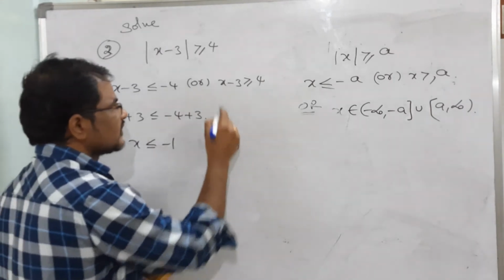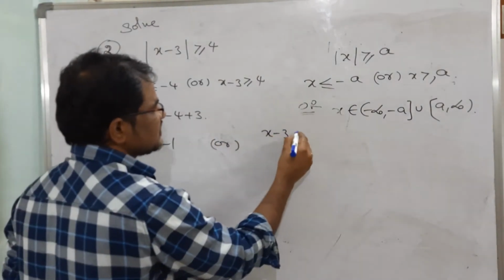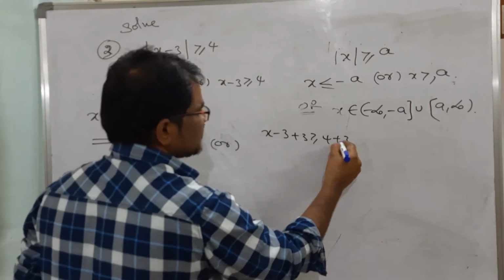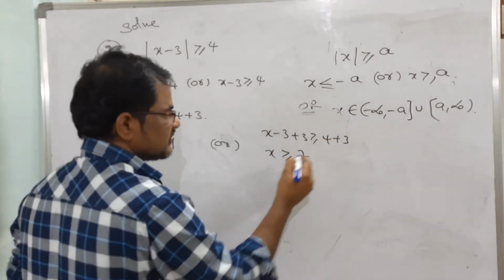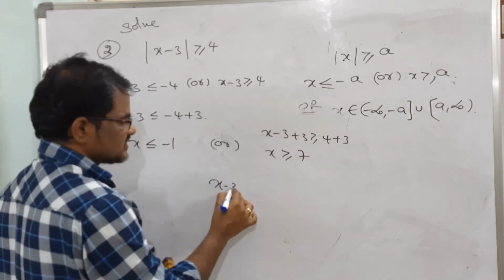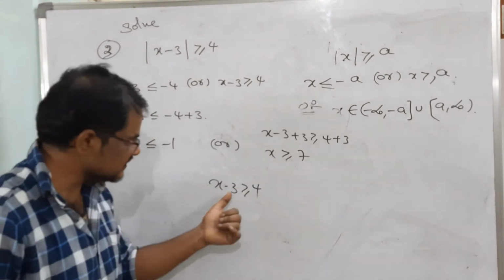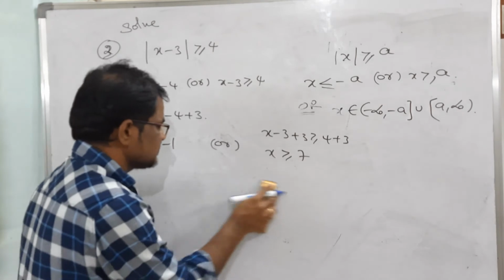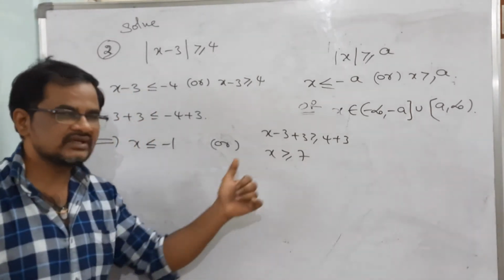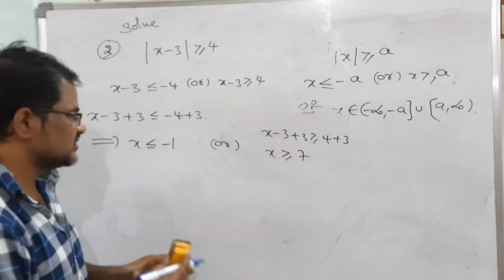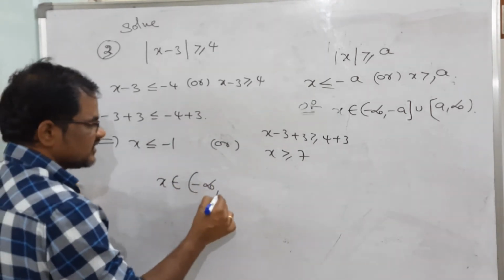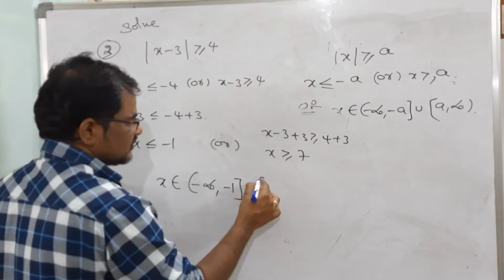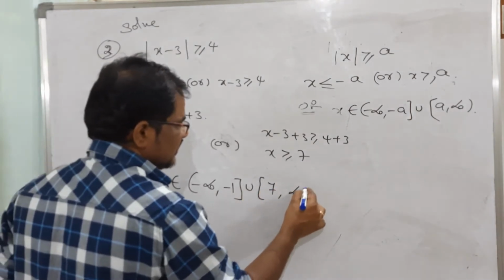Or this one, x minus 3 plus 3 greater than or equal to 4 plus 3. So these 3 get cancelled, greater than or equal to 7. Or x minus 3 greater than or equal to 4 means this minus 3 take that side, x greater than or equal to 7. So x less than or equal to minus 1 or x greater than or equal to 7. Means how to write in terms of intervals? x belongs to minus infinity to minus 1 union closed interval 7 to infinity.